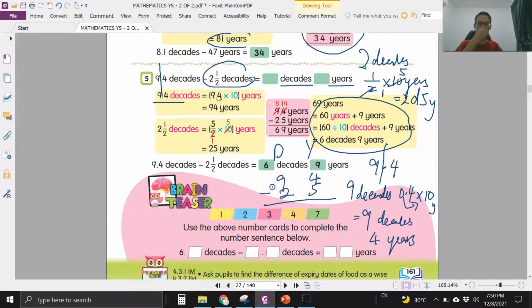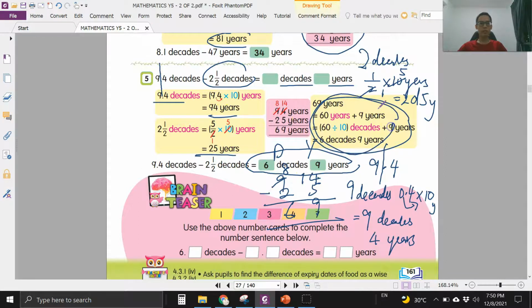Okay, this one I borrow 1 decade, I get 14 years. 14 minus 5 is 9, 8 minus 2 is 6. So I get 6 decades, 9 years. You see that? So splitting them into halves is easier. Okay? If you change everything to years, after you minus, you still have to change back. That is one extra step for you.